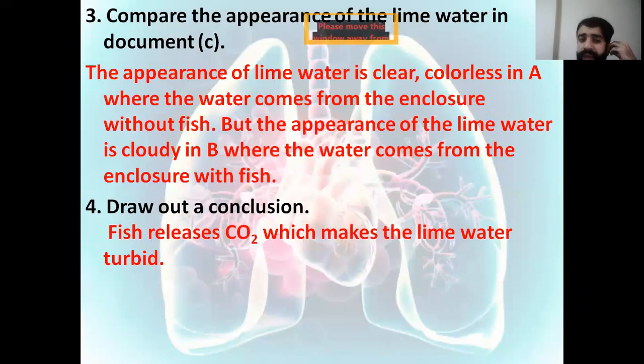Comparing the appearance of the lime water, it's clear in tube A, where the water comes from the enclosure without the fish, yet it's cloudy, turbid, or milky in B, where the water comes from the enclosure with the fish. So what is the conclusion here? Fish release CO2, carbon dioxide, which makes the lime water become turbid or milky or cloudy.